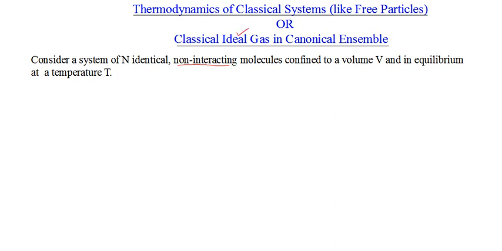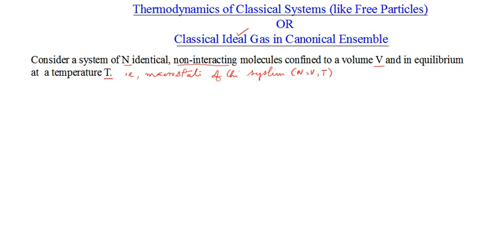Now we consider such a system of N identical non-interacting molecules, which is confined to a volume V, and which is in a state of thermal equilibrium at a temperature T. So it's clear that the macro state of the system is given by N, V, T, which confirms that we are discussing the canonical ensemble formalism. So that's to begin with.